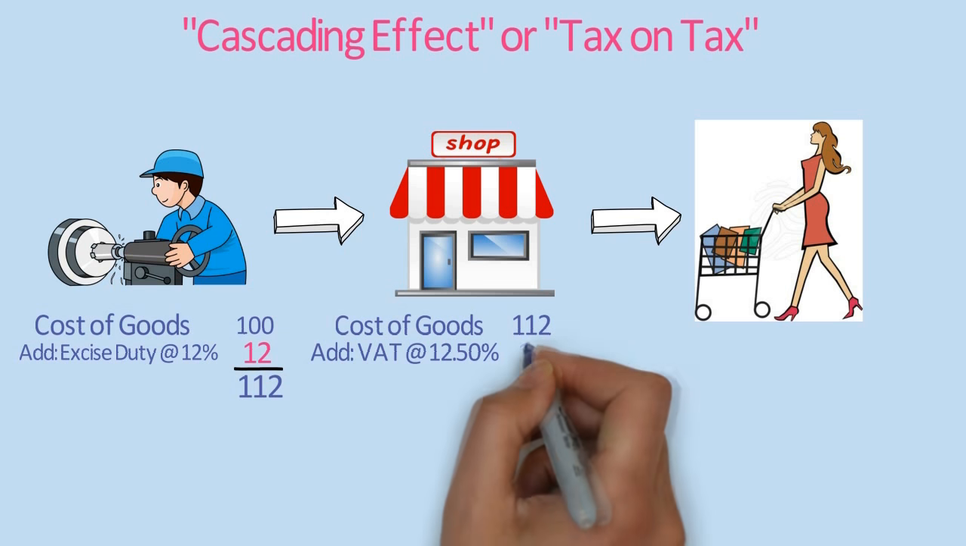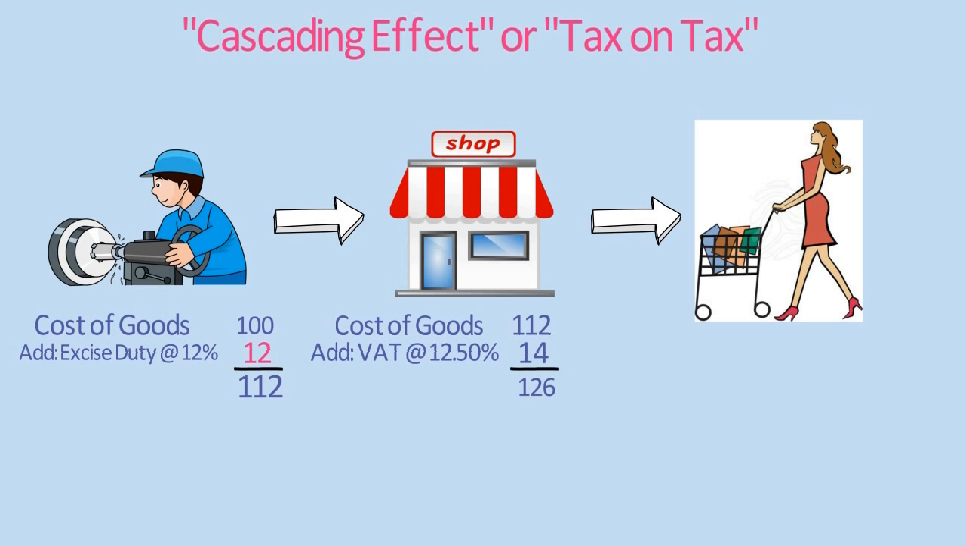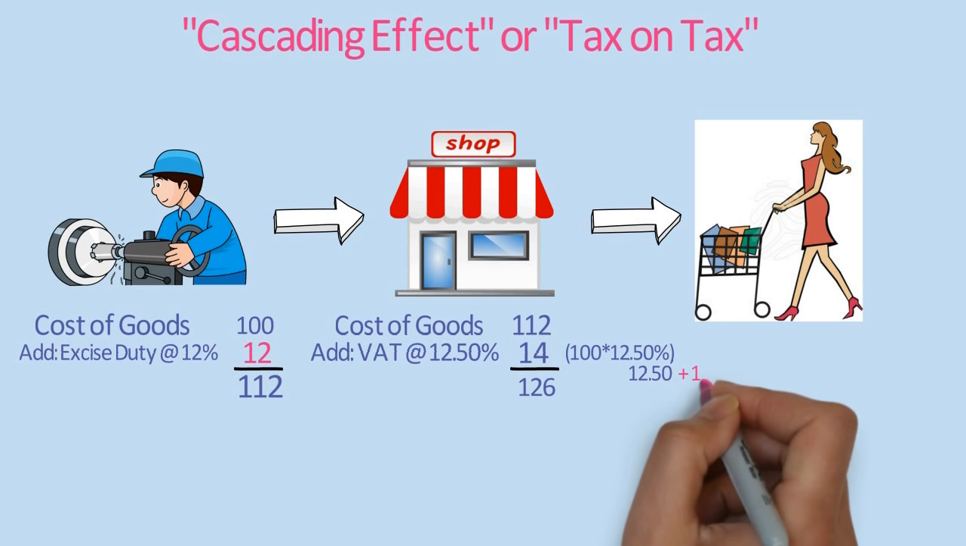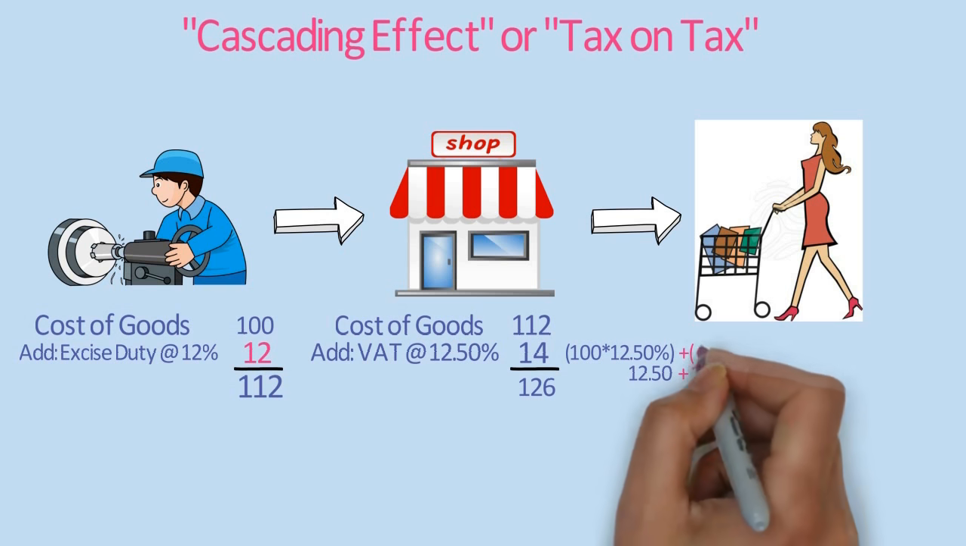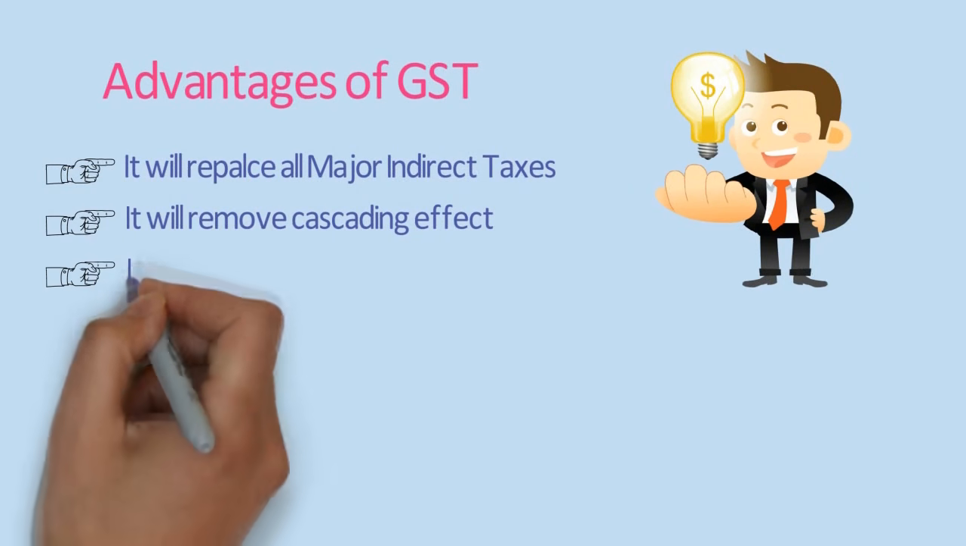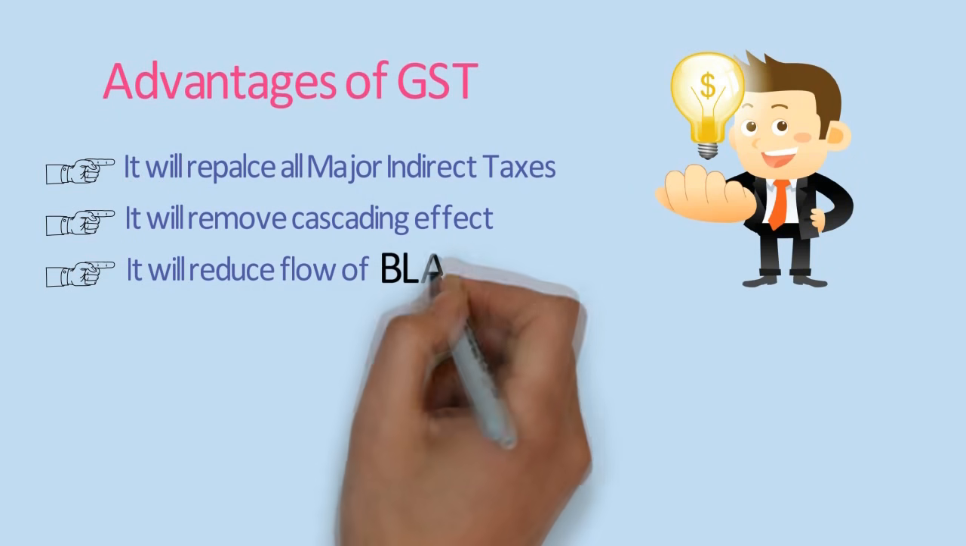In this case, VAT charged by dealer is ₹14. This ₹14 has two components. One is ₹12.50, which is on the cost of the goods, and second is ₹1.50, which is charged on excise duty. In this case, VAT is charged on excise duty component also, and consumer has to bear this additional burden. This is called cascading effect. GST will remove cascading effect as there will be only a single tax applicable. GST will reduce flow of black money in the country.